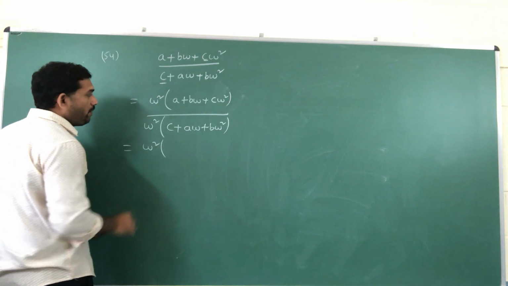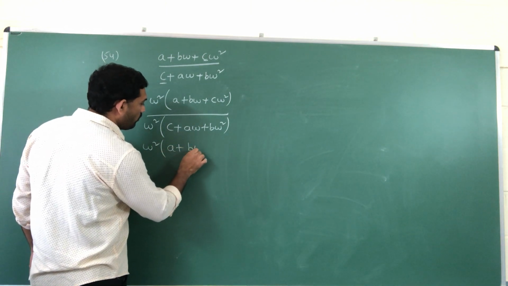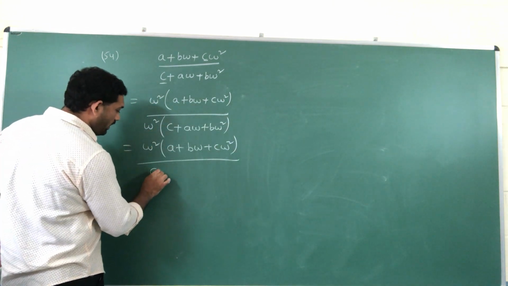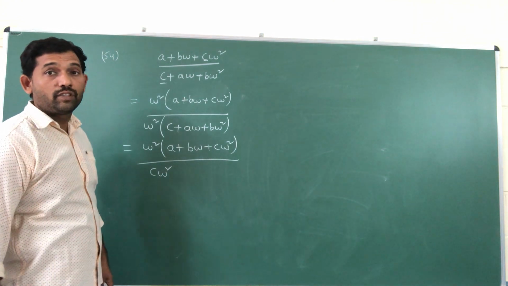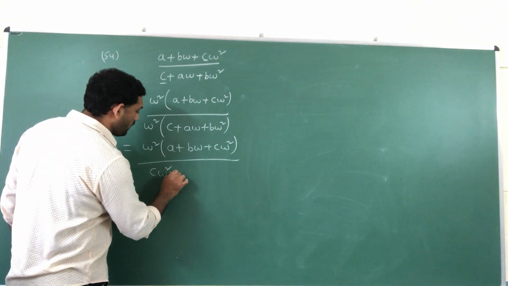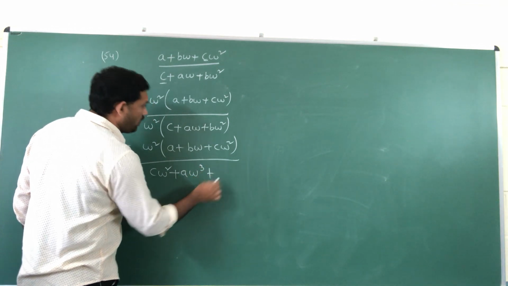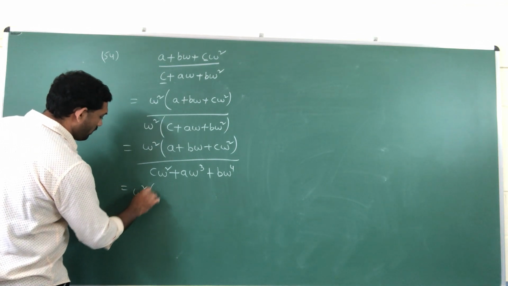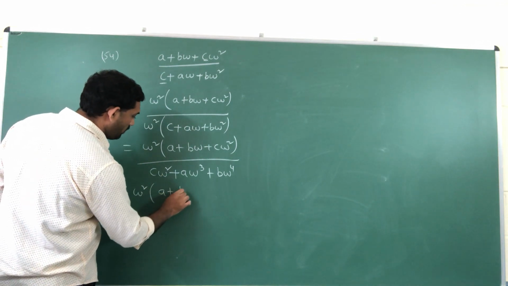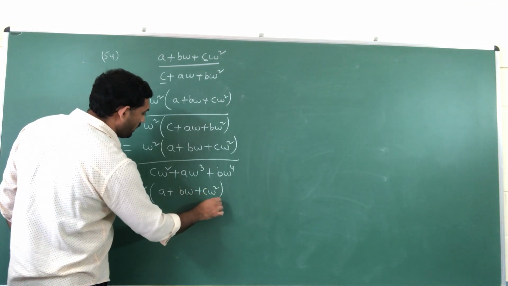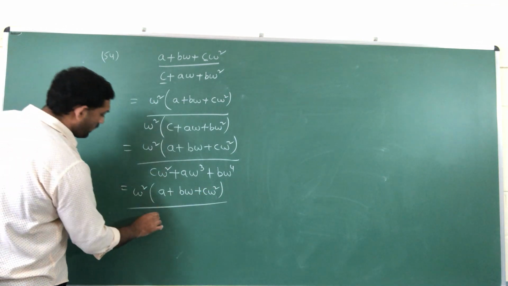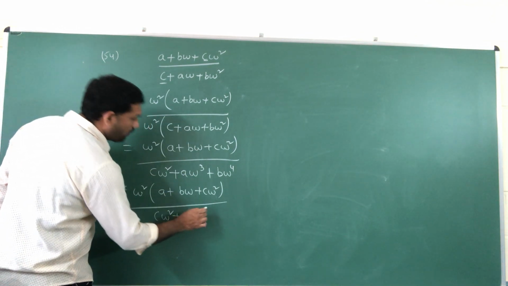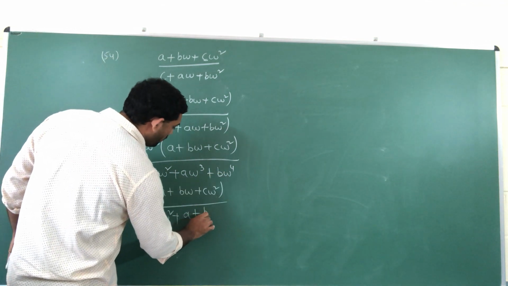Keep ω² as it is, (a + bω + cω²) divided by the denominator multiplied with ω²: cω² + aω³ + bω⁴. Now ω² of (a + bω + cω²) divided by cω². So a into ω³ is a, and bω⁴ means bω.